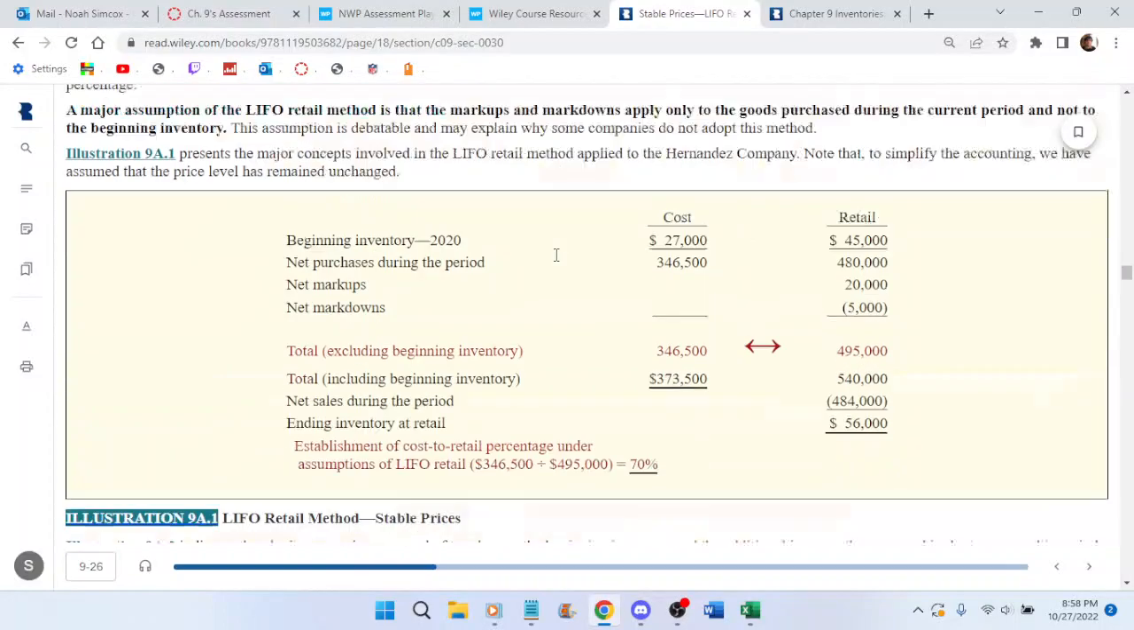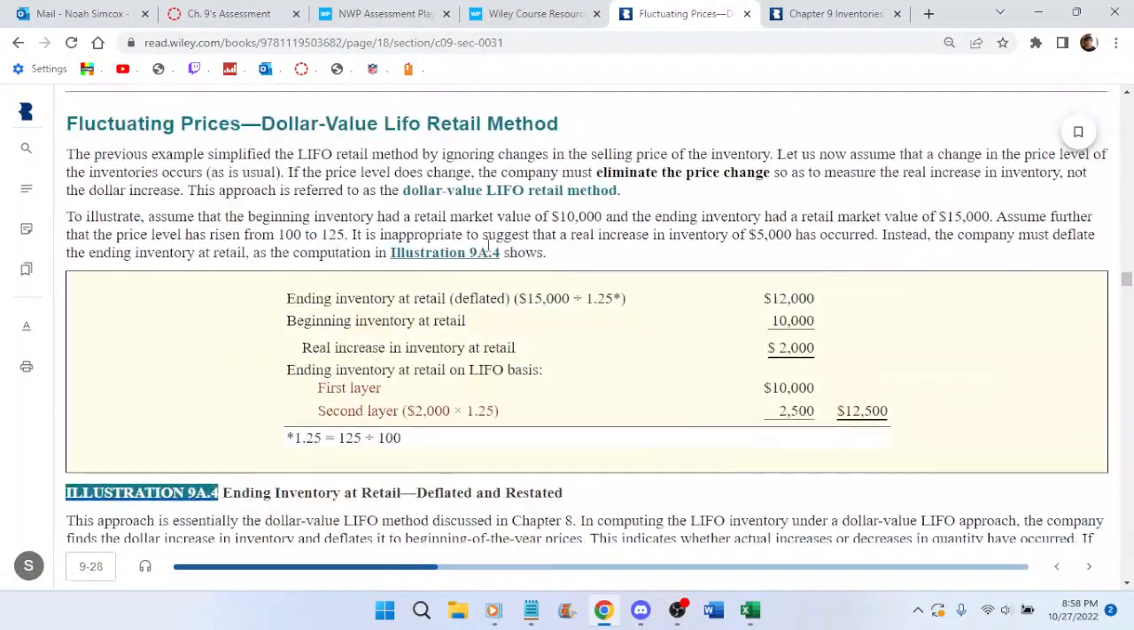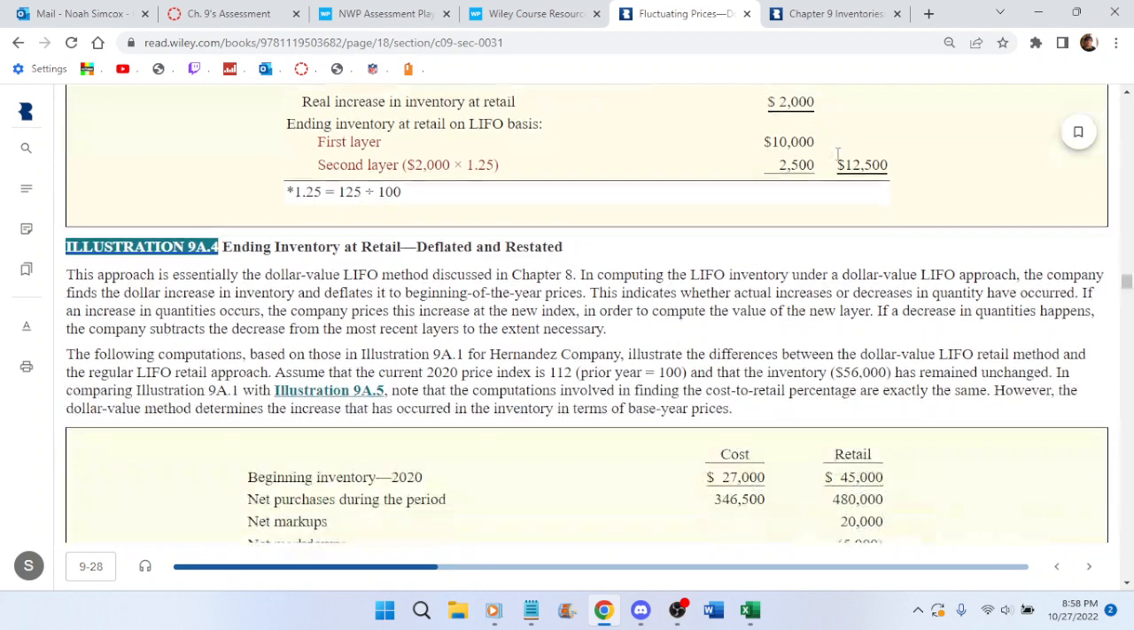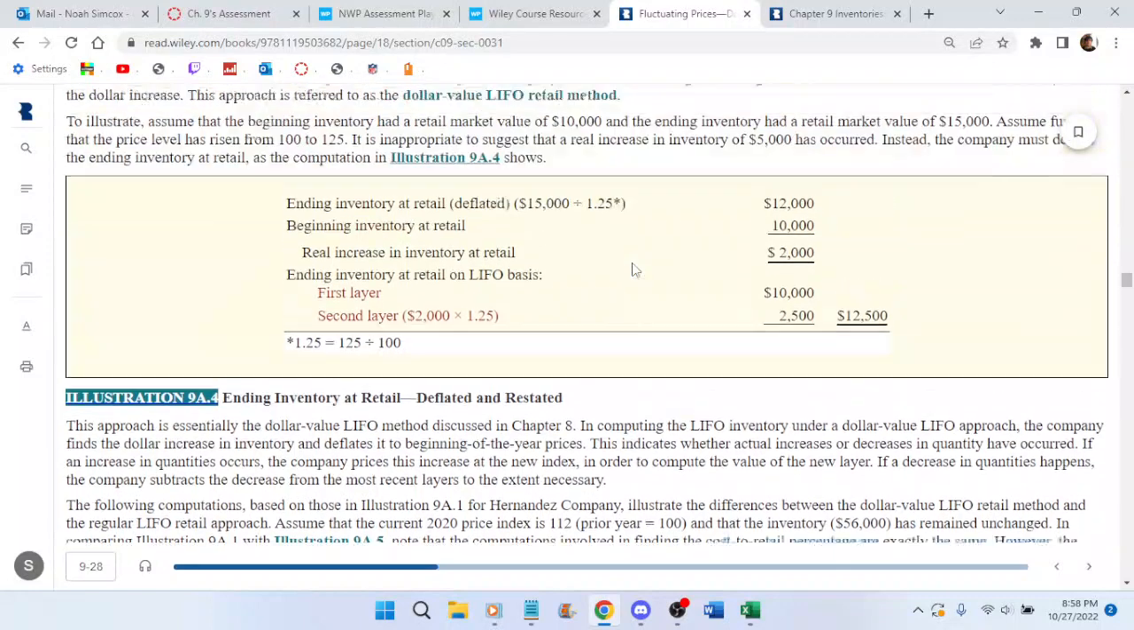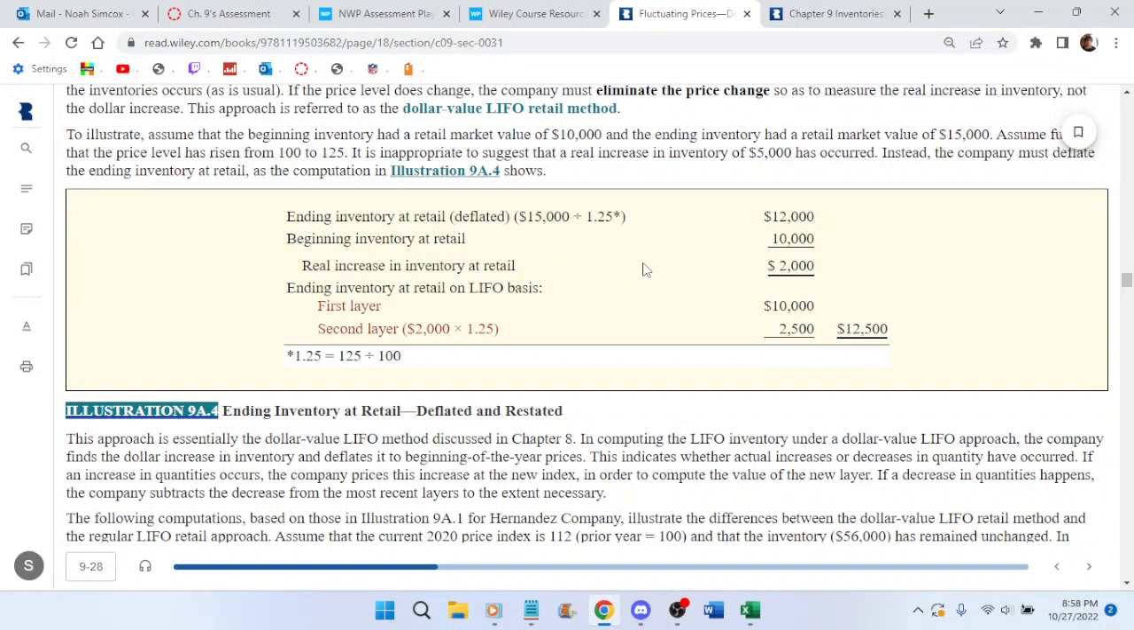Stable prices, LIFO. Fluctuating prices, dollar value LIFO. Ooh. I wonder why. I thought I was doing it correctly at one point, but I wasn't.